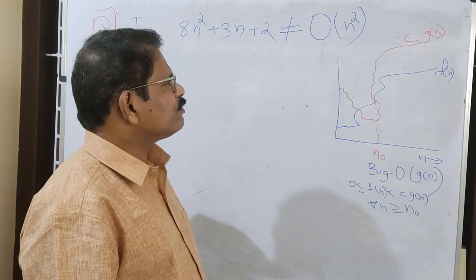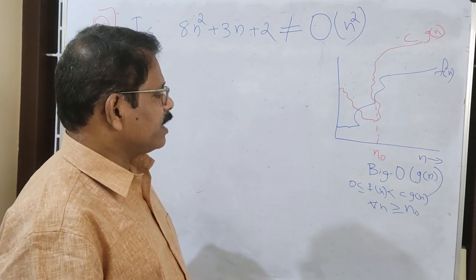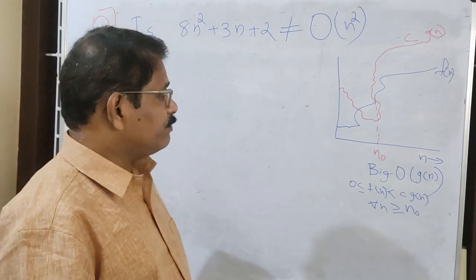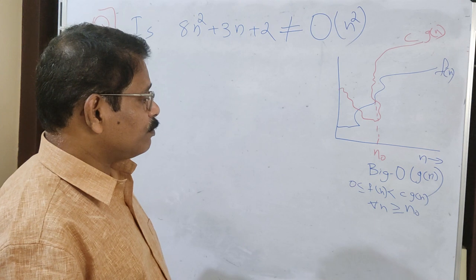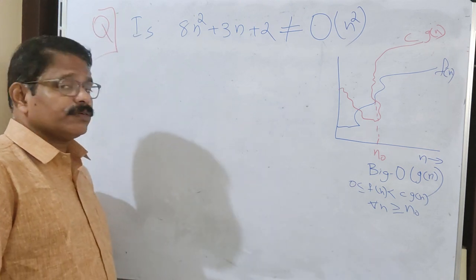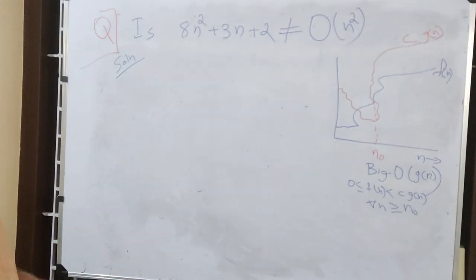f of n is less than or equal to c into g of n for all n greater than or equal to n0, where f of n and g of n are non-negative functions, and c and n0 are positive constants. Let us come to the solution.